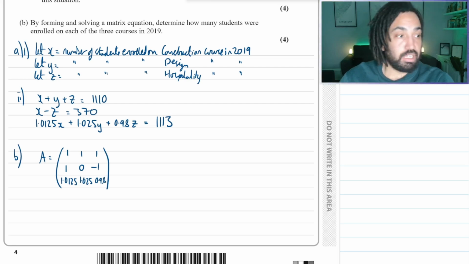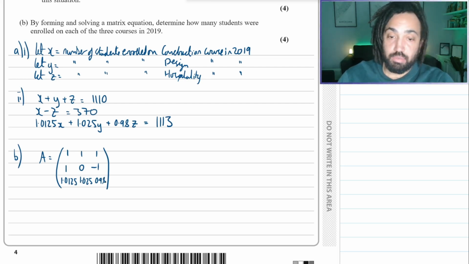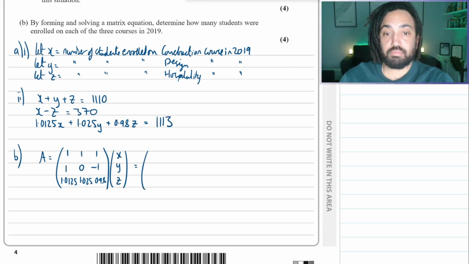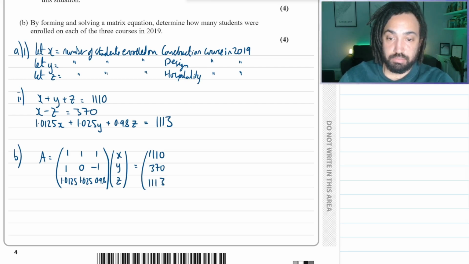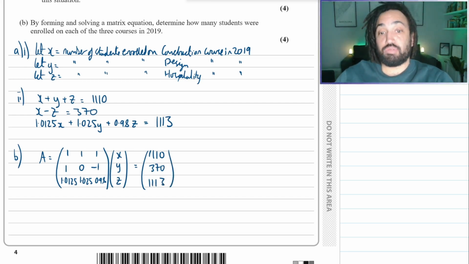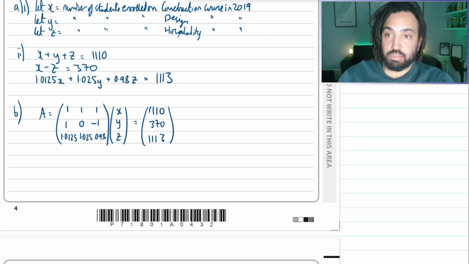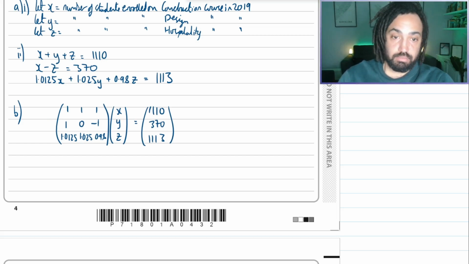Just about squeezed it in there. Okay, that's good. And then we're going to multiply that by the number of students, and then that's going to give me the answers to these equations here. So 1110, 370 and 1113. Okay, great. So sorry, I should have put A there now.